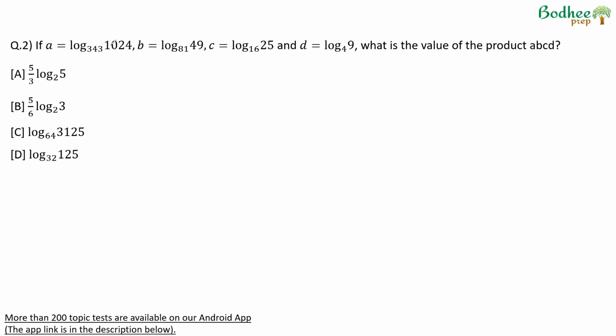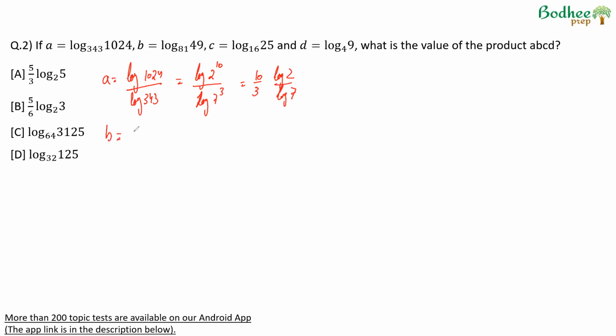If A is log of 1024 to the base 343, B is log of 49 to the base 81, C is log of 25 to the base 16, D is log of 9 to the base 4, what is the value of the product A, B, C, D? So A can be written as log of 1024 upon log of 343. This is nothing but log of 2 to the power 10 upon log of 7 to the power 3. And therefore A becomes 10 by 3 log 2 by log 7.